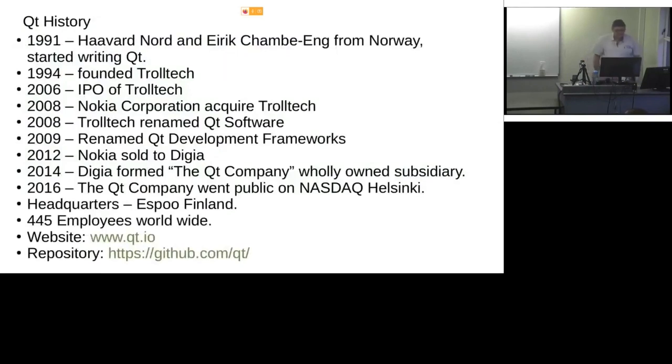A quick look at Qt history. They started about 30 years ago. These two chaps, who I believe were from Norway, started writing Qt. And then, 3 years later, they founded Trolltech. And by 2006, there was an IPO of Trolltech. And a couple of years later, Nokia Corporation acquired Trolltech. Trolltech was renamed Qt Software, and in 2009 renamed Qt Development Frameworks. And then a bit later, Nokia sold to Digia, and Digia later formed the Qt company, which is a wholly owned subsidiary. And the Qt company went public with NASDAQ Helsinki in 2016.